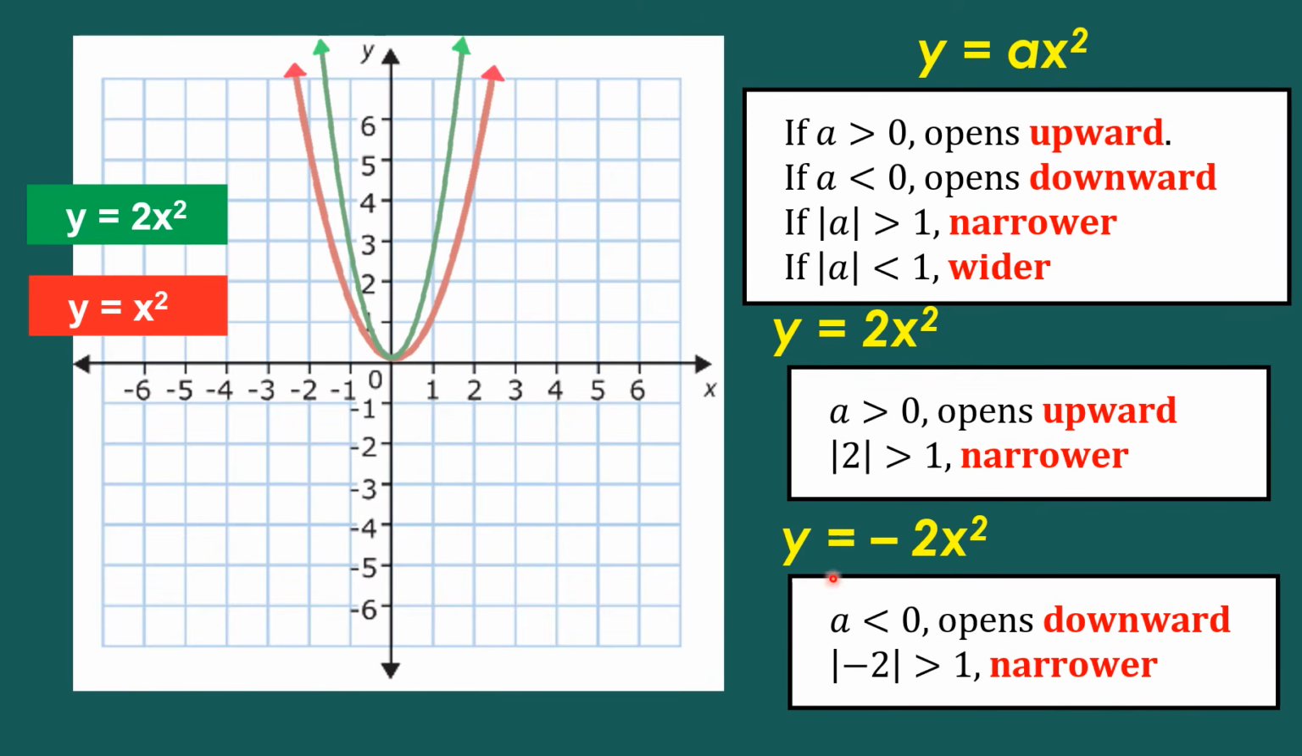Let's have another example. Y equals negative 2x squared. Ano ang value ng a natin? It is negative 2, and negative 2 is less than 0. Therefore, the graph will open downward. The absolute value of negative 2 is 2, and 2 is still greater than 1. Ibig sabihin, ang graph natin will still be narrower compared to our parent function. So notice that this y equals negative 2x squared is simply the reflection of y equals 2x squared.